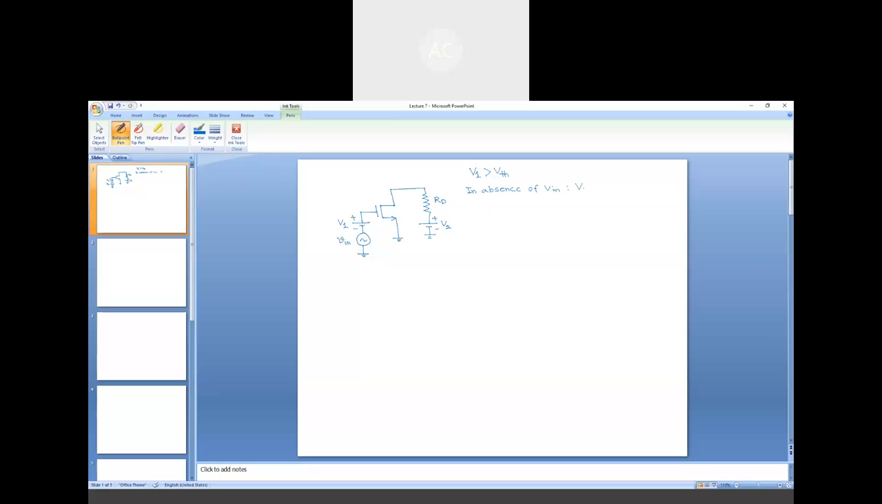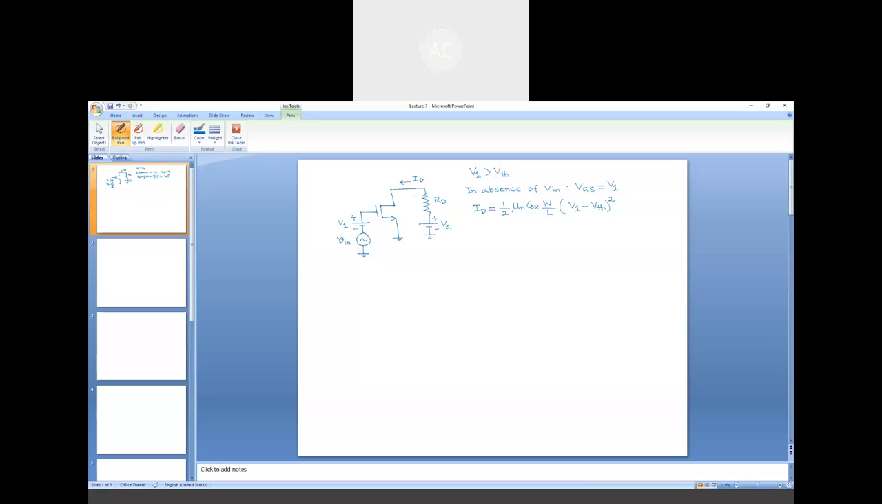So in absence of Vin, VGS, that means the gate source voltage, is equal to V1, and that is constant because V1 is a constant voltage source over here. So the current that will flow in this circuit, that is ID, is also constant, and if I select the value of V2 in such a way that the device is in the saturation region, that means the gate to source voltage minus threshold voltage is less than the drain to source voltage, then we can ensure that the device is in saturation. And under this condition, the current ID is given by half mu n Cox W by L into V1 minus VTH whole square.